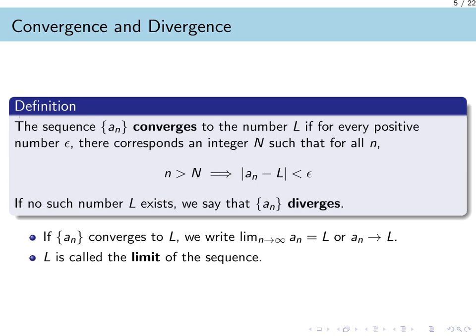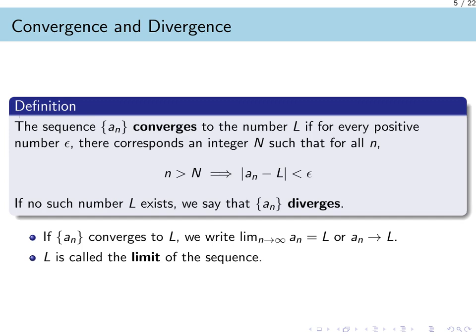This definition captures the idea that the terms a sub n get arbitrarily close to a number L and then stay that close. It works like a challenge. For any small positive tolerance you choose, called epsilon, there must be a point in the sequence, an index n, after which all subsequent terms are within that epsilon distance of L.